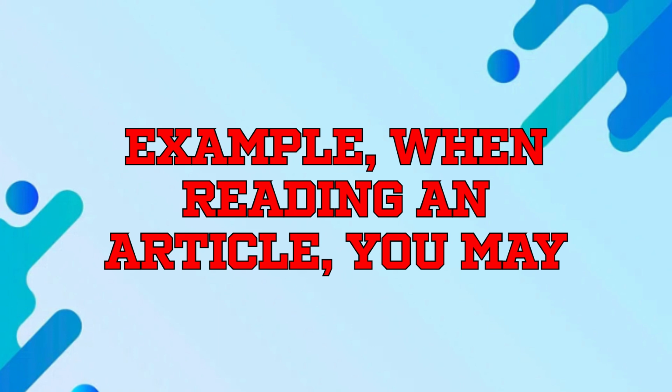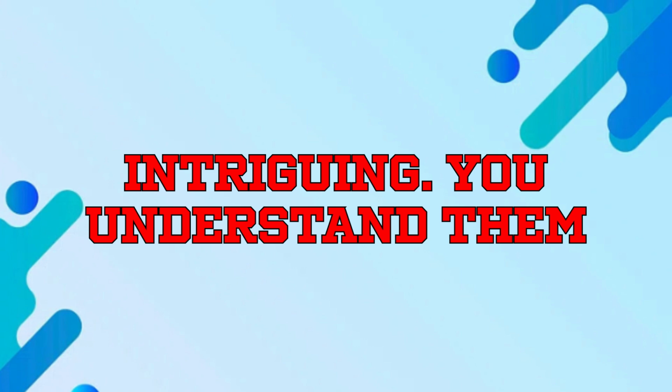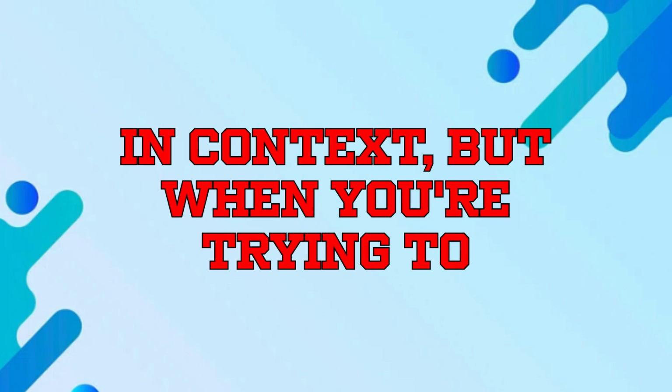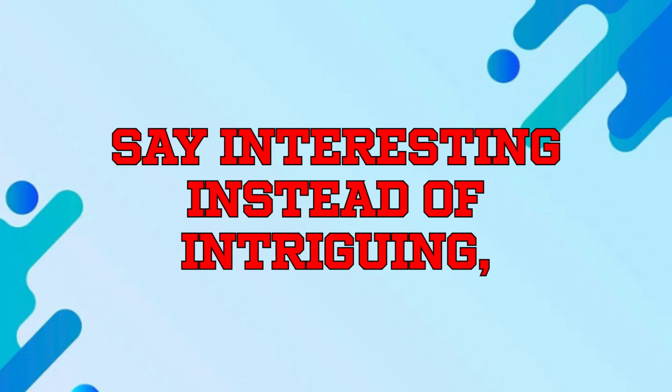For example, when reading an article, you may come across words like elaborate or intriguing. You understand them in context, but when you're trying to explain something to a friend, you might say interesting instead of intriguing, even though you know both words.